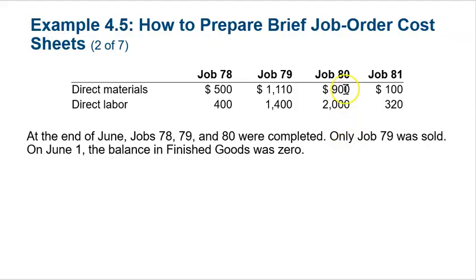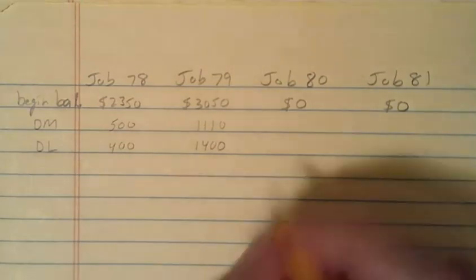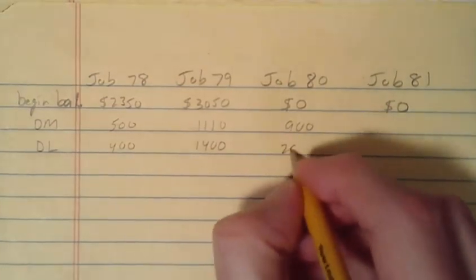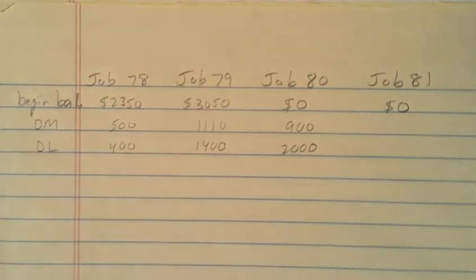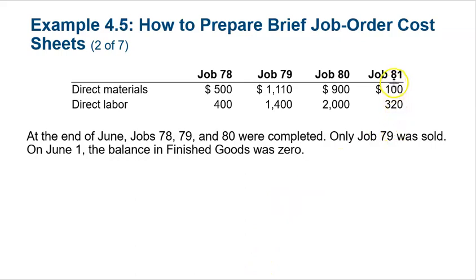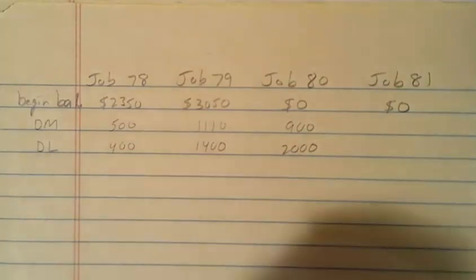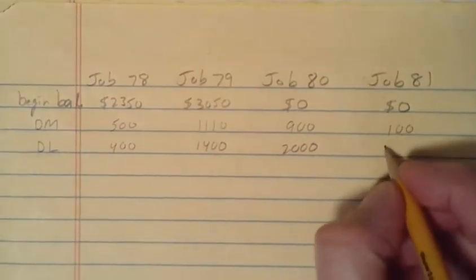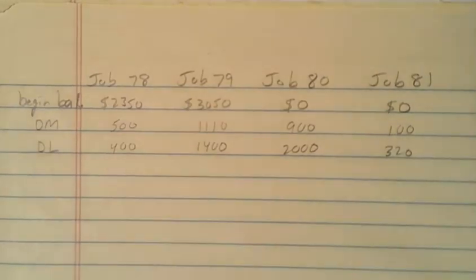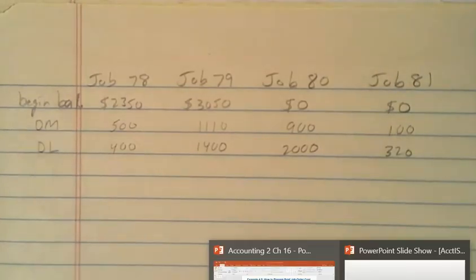And then we're going to add $900 of materials and $2,000 of direct labor to job number 80. So 900 and 2,000. Okay, very good. And then job 81, $100 of direct materials and $320 in direct labor. So 100 and 320. All right, so we've got that going for us that we're keeping track of.